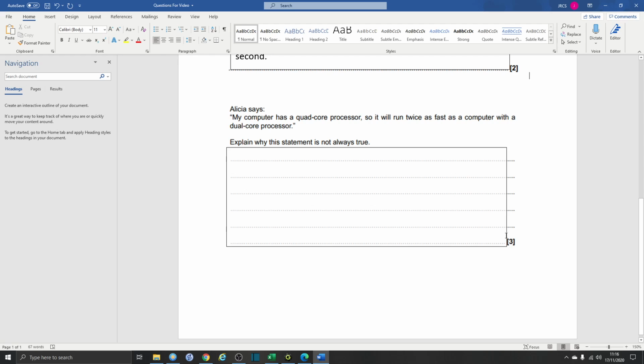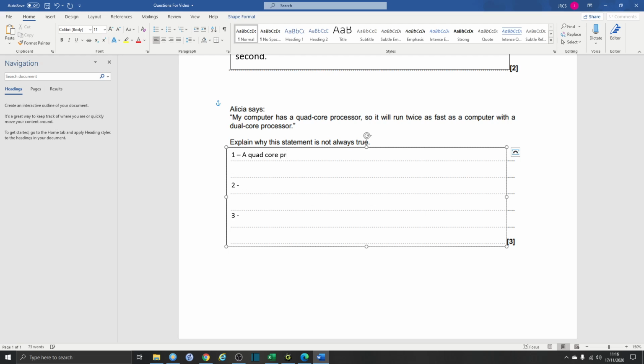Okay, this is 3 marks. So basically I've got to make 3 points. My computer has a quad-core processor, so it will run twice as fast as a computer with a dual-core processor. Explain why this statement is not always true. Okay, so you've got 3 marks here. You could even, mentally, I might not do this on the actual paper, I might write them out. So, you've got 3 marks. How are we going to answer this?